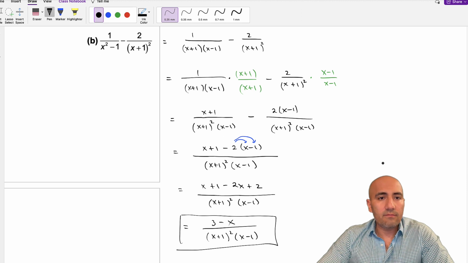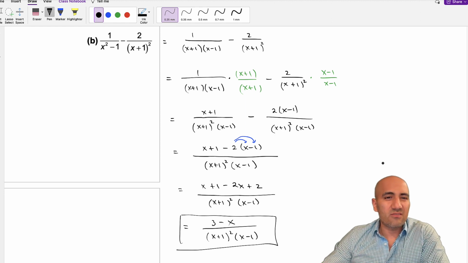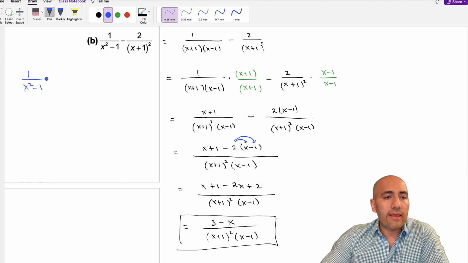So here's the whole solution. It's very common for people to do this slightly differently. It's not wrong, it's just more work. So a very common thing for people to do is to just multiply both fractions by the denominator in the other fraction. So for example, instead they would do this, 1 over x squared minus 1, and then they multiply it by x plus 1 squared over x plus 1 squared, minus 2 over x plus 1 squared, and then they multiply it.